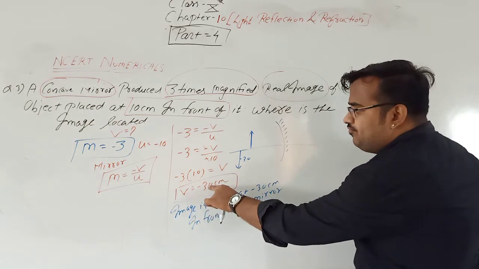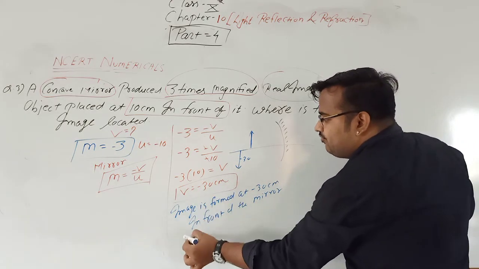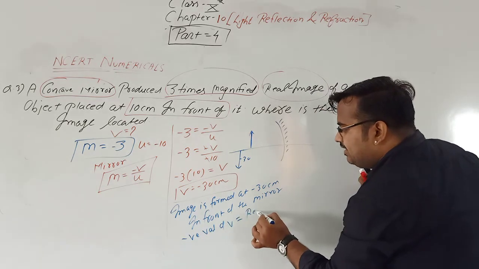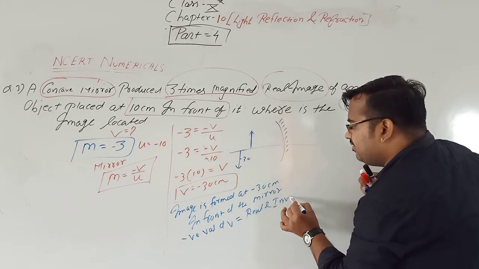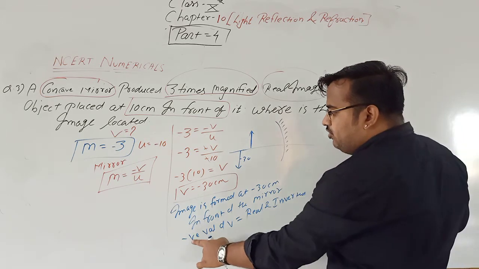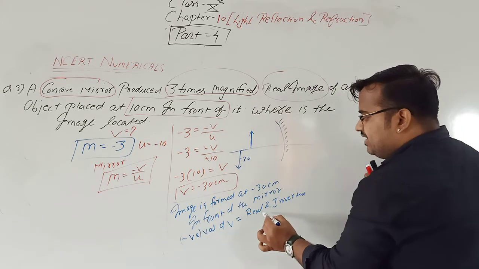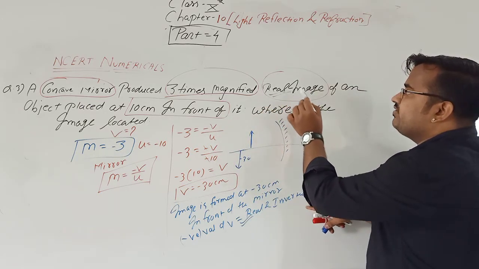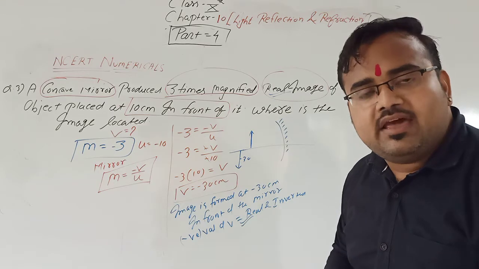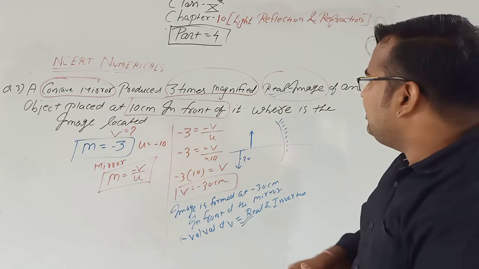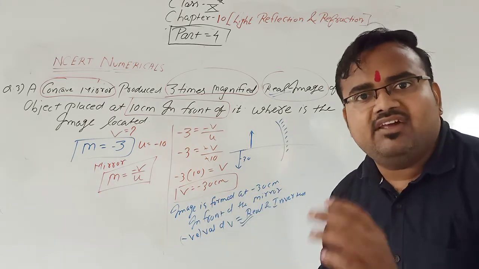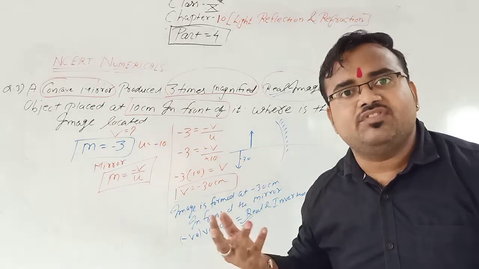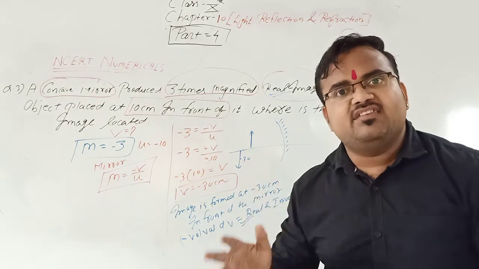What is the value of V? The value of V is negative, that means the image is real and inverted. Negative value of V shows that the image is real and inverted. It is given in the question also that the image is real, so we are correct. Whenever V is negative, the image is real and inverted. Whenever V is positive, the image is virtual and erect.